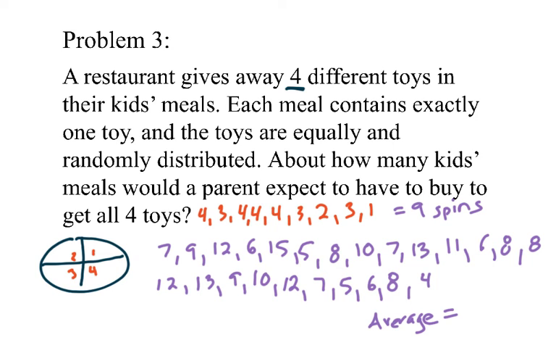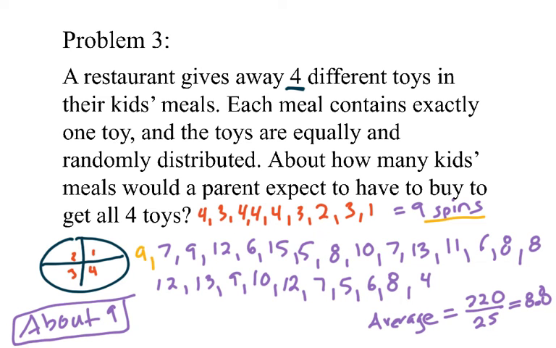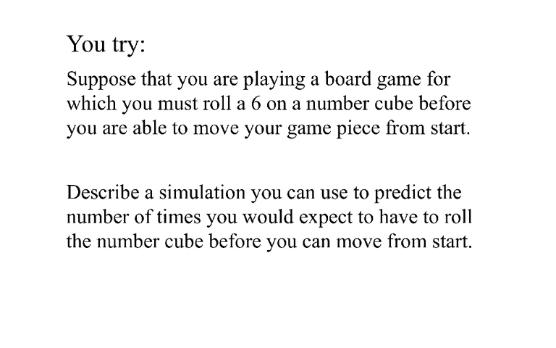Now let's not forget to add my original 9 from here. So when I add them all up, I get 220. Hopefully I added correctly. And I have 25 different times that I did this. So we'll divide that by 25 to get approximately 8.8. And so we need to order about 9 Happy Meals, or 9 kids' meals to get all 4 toys. Let's go ahead and pause the video and try the You Try.